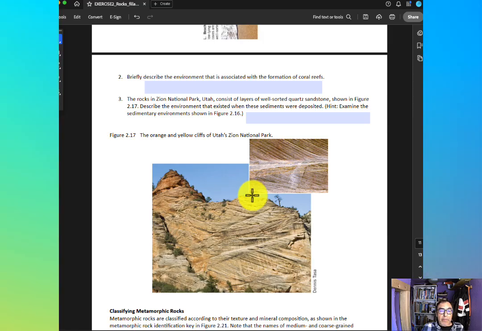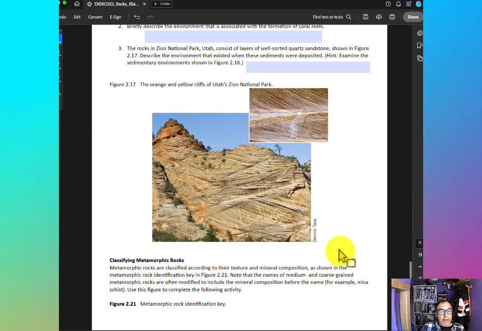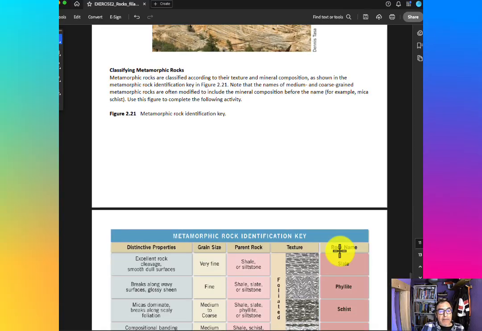And remember, just read through this and you'll get an idea of the cross bedding. We'll talk much more about cross bedding later on in the semester. And then metamorphic rocks. Again, same idea.